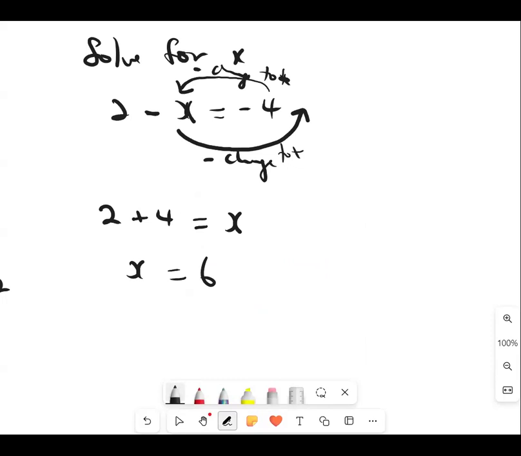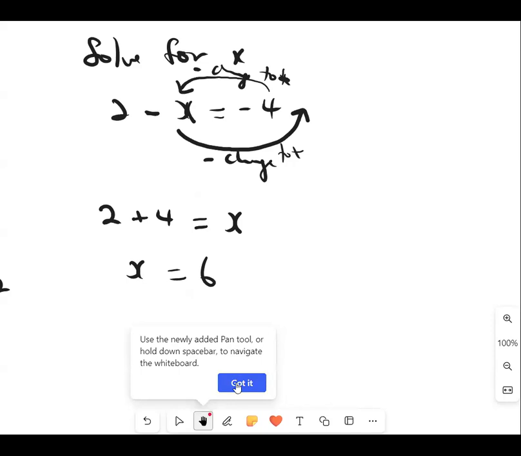Get this one? You get this one? Yes, sir. Shortcut, yeah?